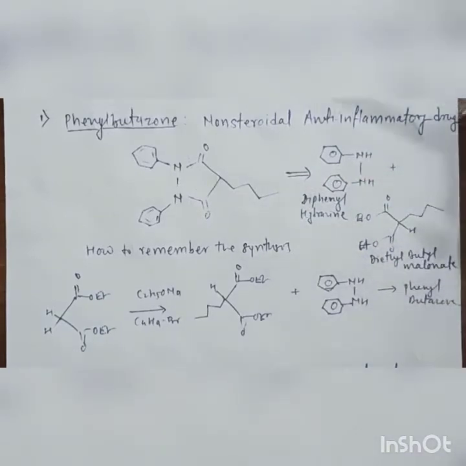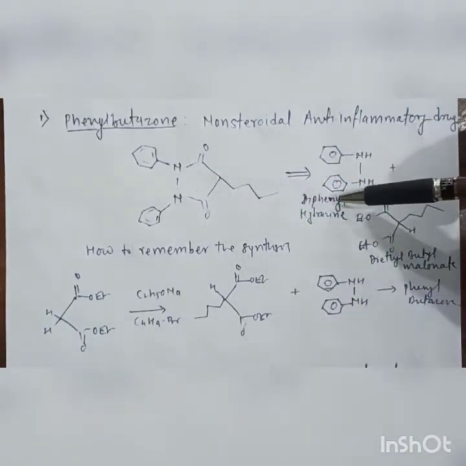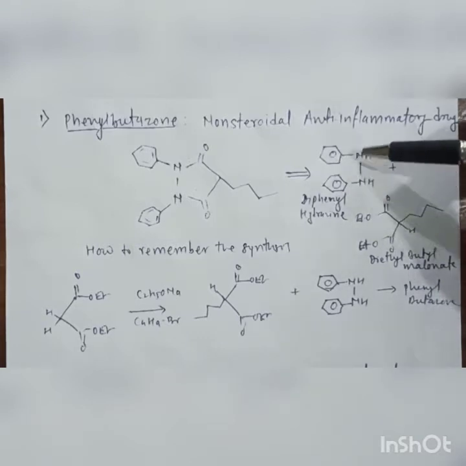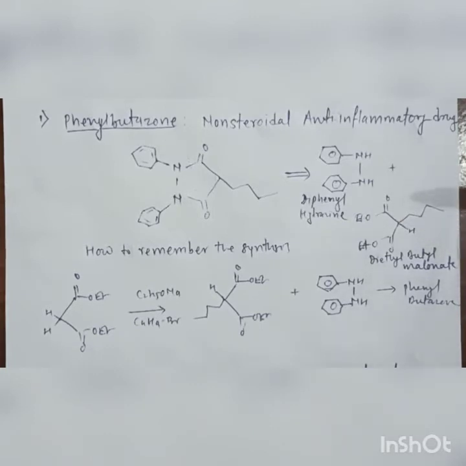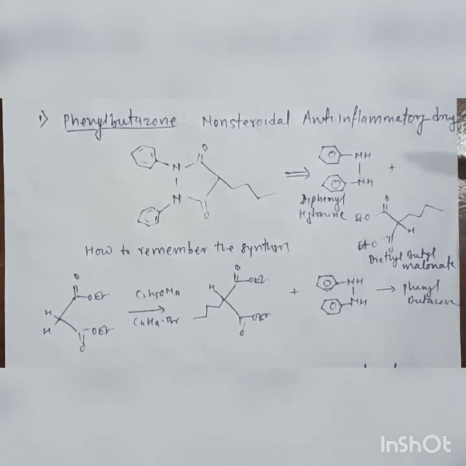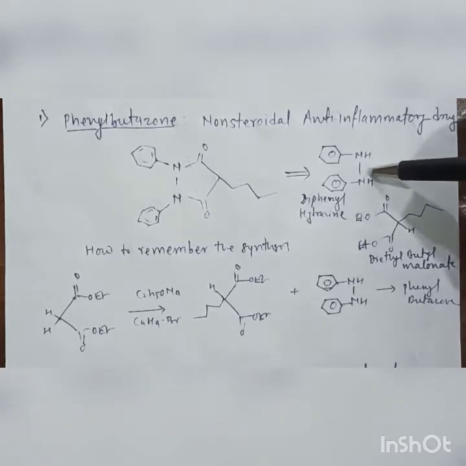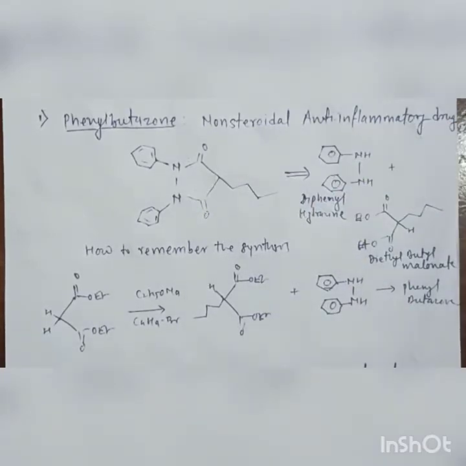2 fragments. One of them will be diphenylhydrazine as one of the moieties, and the second one will be diethyl malonate, which is butyl substituted diethyl malonate. Diethyl malonate is a well-known reagent and readily available. Diphenylhydrazine is also available, and if you make the butyl substitution on diethyl malonate, you will get diethyl butyl malonate, and that will react with diphenylhydrazine to give the phenylbutazone.